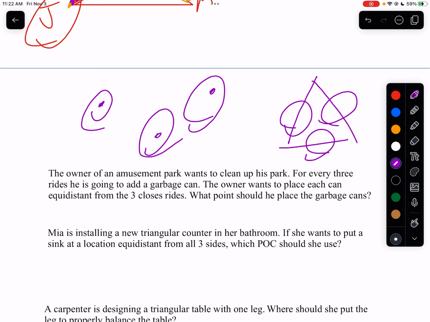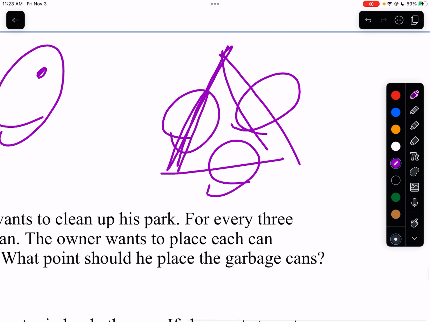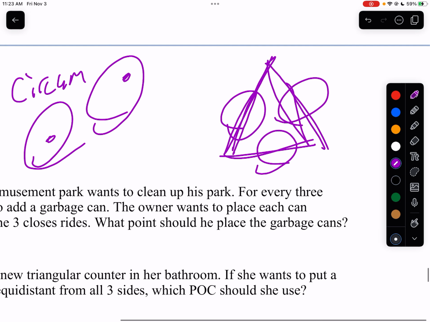And what is equidistant from points? The circumcenter. And then things that would be side lengths, those could be toothpicks, those could be roads, those could be highways, those could be sidewalks, those could be anything that looks like a side or a length. If it has length, and it makes a triangle, that's going to be the incenter.